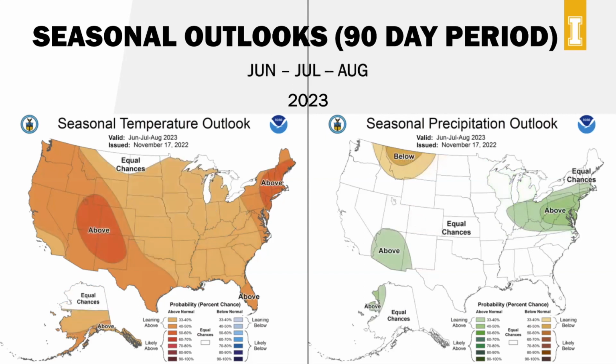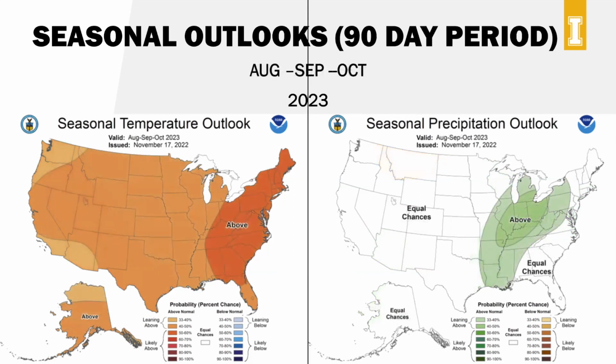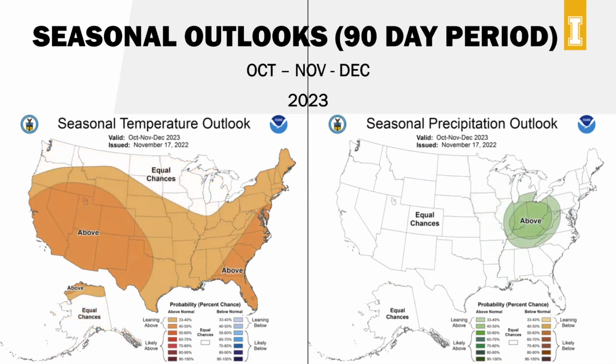That forecast continues through June, July, and August, July, August, and September, again through August, September, and October, and September, October, and November. The above average temperatures begin to recede out of the state to the south by the end of 2023.